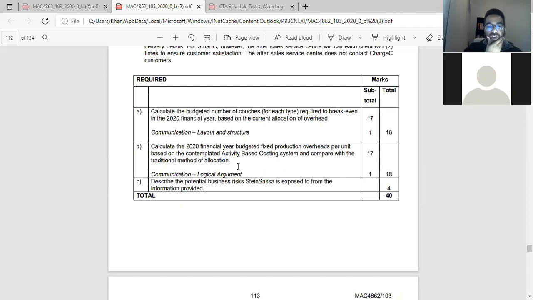So now I'm going to go over into Excel, and then I'll give you a format to set up an activity-based costing question.